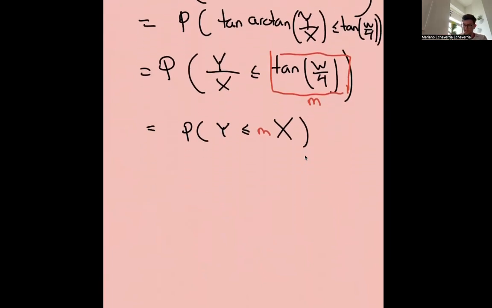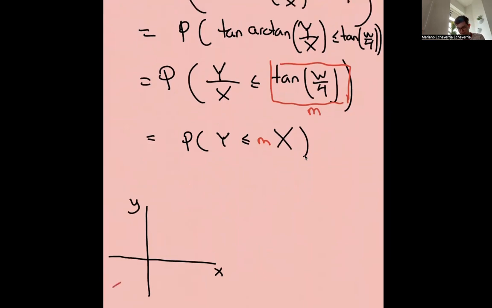And so how does this region look on the XY plane? Again, you probably remember how to draw these equations from Calc 3 or elsewhere. Y equals mx is this line. And we're looking at the region in the first quadrant where this inequality is satisfied. This is kind of what you would do when asked to sketch domains in Calc 3, right? That's how you would find this.